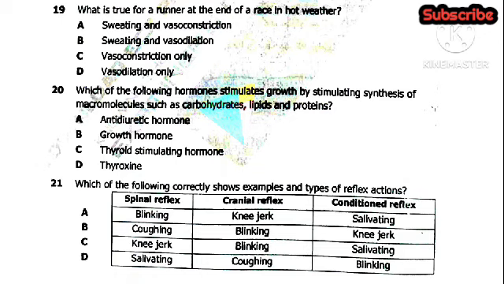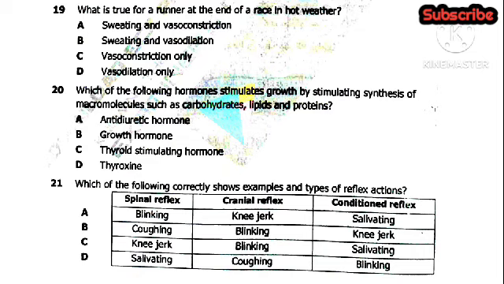Which of the following hormones stimulates growth by stimulating synthesis of macromolecules such as carbohydrates, lipids, and proteins? They said growth, to stimulate growth, it stimulates growth. Oh, the answer is B, growth hormone.